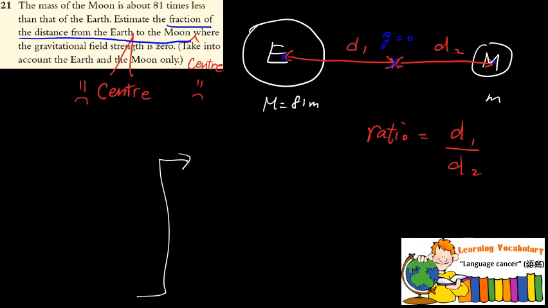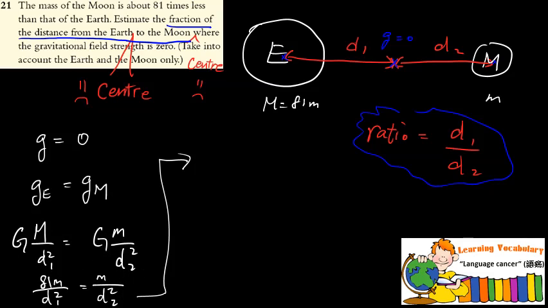So basically what you want to do is, I define the D1 and D2 here. That is my aim, to find the ratio of D1 and D2. By doing that, I need to look at the condition. The condition is G equals 0, and therefore G from the Earth and from the Moon will be equal in that case, since they are in opposite directions, right?